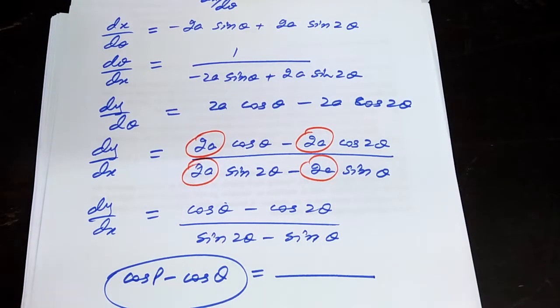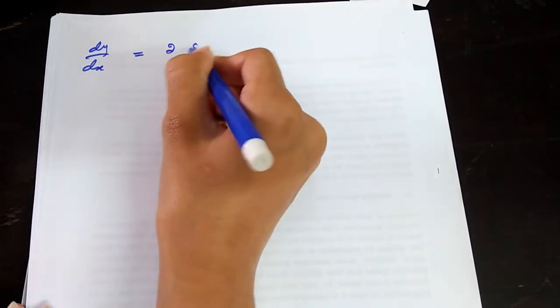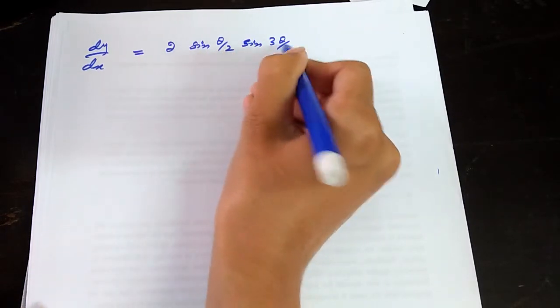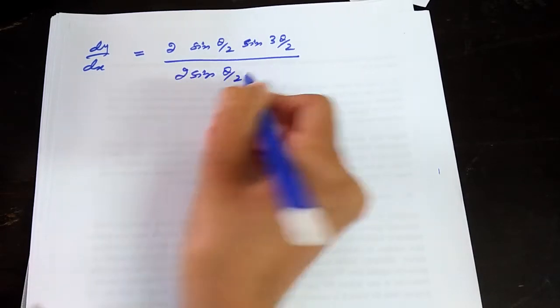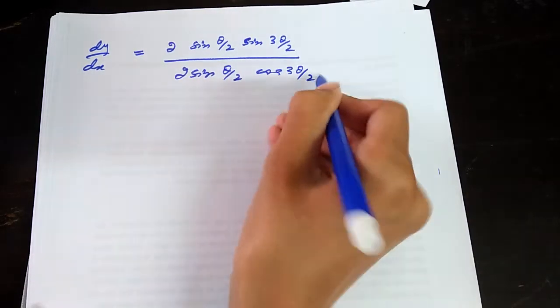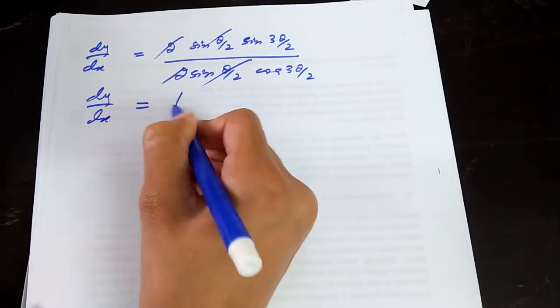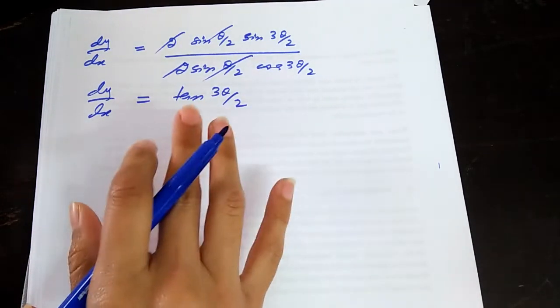It will be converted into dy by dx equals 2 sine theta by 2 sine 3 theta by 2 divided by 2 sine of theta by 2 cos of 3 theta by 2. Now this will be cancelled. So dy by dx will be left behind only tangent 3 theta by 2. Now this is our slope.